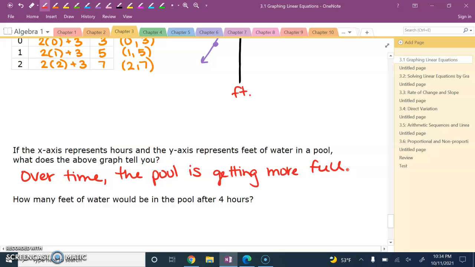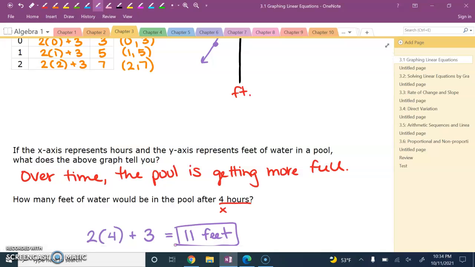Now they may also ask you a question like this next one that says, how many feet of water would be in the pool after 4 hours? Well, 4 would be your x value, and so what you could do is go back to that equation that I had earlier when I was filling out my chart and actually put in 4 for x now. So we'd be taking 2 times 4 and then adding 3 to that, and that would come out to be 11 feet. So after 4 hours, I could expect there to be 11 feet of water in my pool if it was able to keep filling and filling and filling and never overflow.